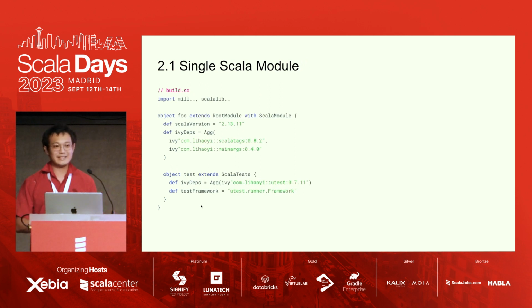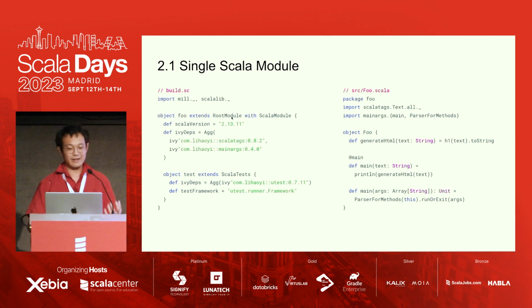So here's a basic Mill build for a single Scala module. It has Scala 2.11. It has 2 third-party dependencies. There's a test suite over here. It has a test framework as a dependency. It extends the Scala module because it's for compiling Scala. And root module just says it's at the root of the repository, so it's not within a subfolder, which would be the default in Mill. So the source code, since it's a root module, will live in the source folder at the root of the repository. And maybe we have this foo.scala file that uses a third-party library to just print some stuff. Not so interesting.